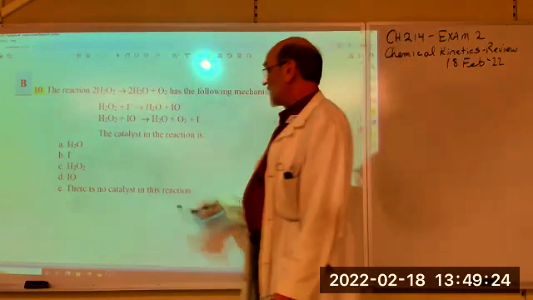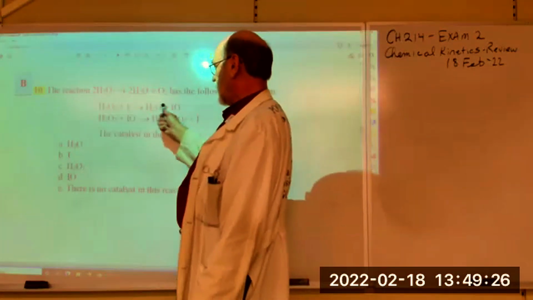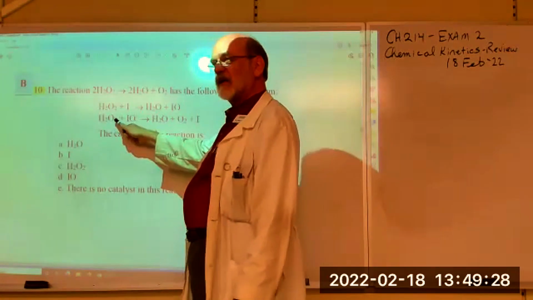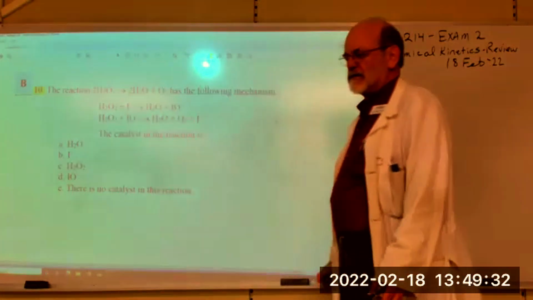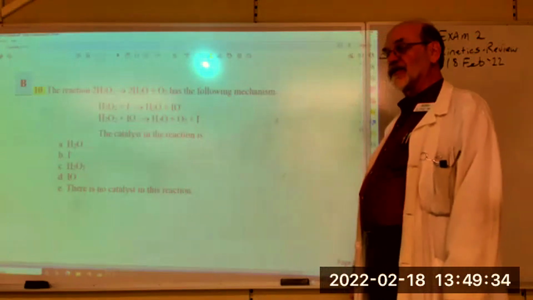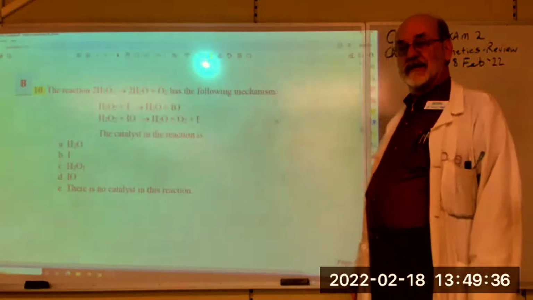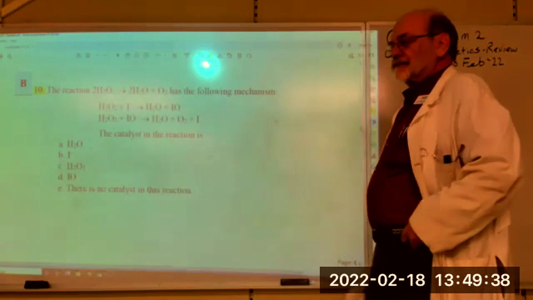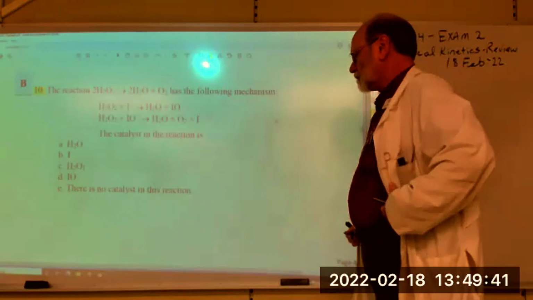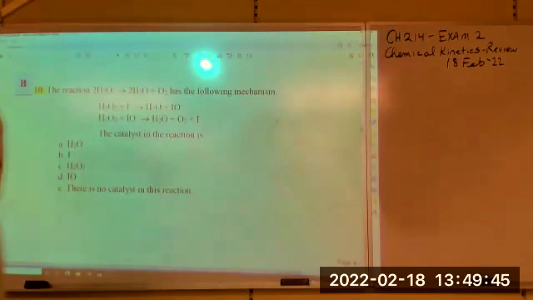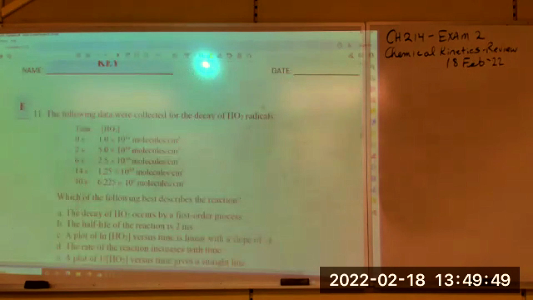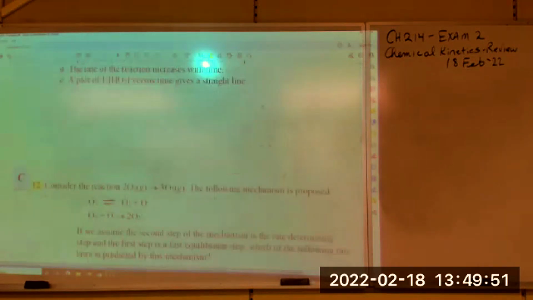Now, if it makes something here, on the product side here, and it's consumed over here, that's an intermediate. Right? And for all intents and purposes, you don't even know it's there. You can't measure it. It's proposed. Okay, so that's why the answer is B. Go ahead, scroll. We don't need that one.